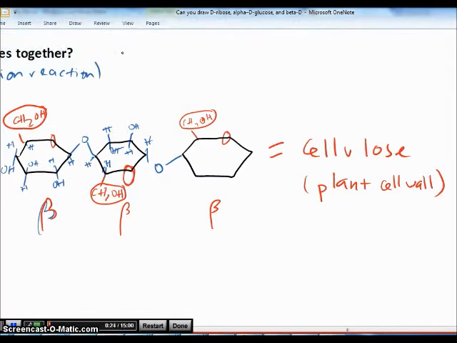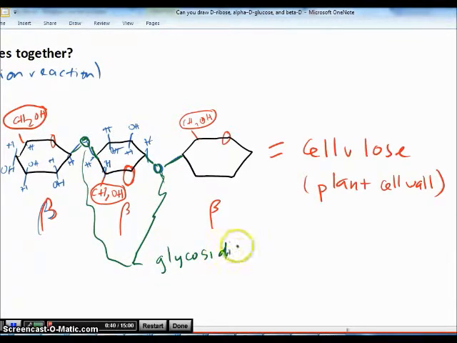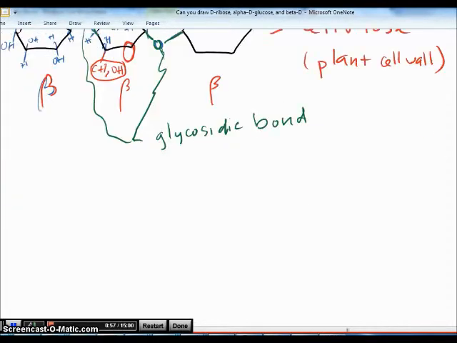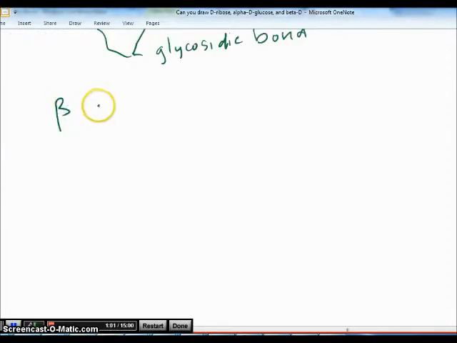It's not a problem for cows. Now the reason we cannot eat this stuff is because these glycosidic bonds are all flip-flopping. We don't have a kind of enzyme that will cut these bonds.